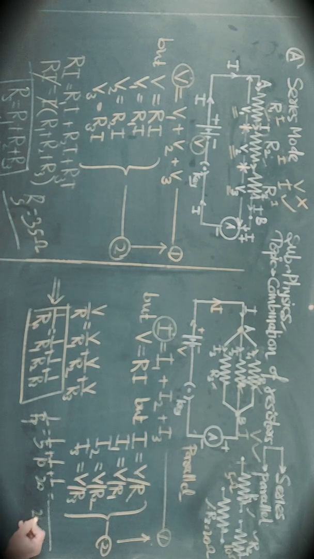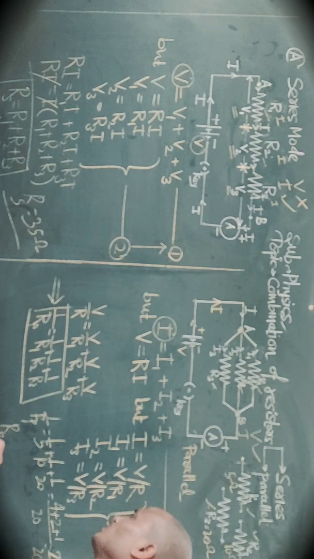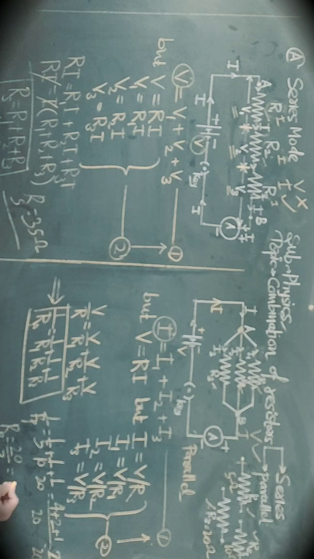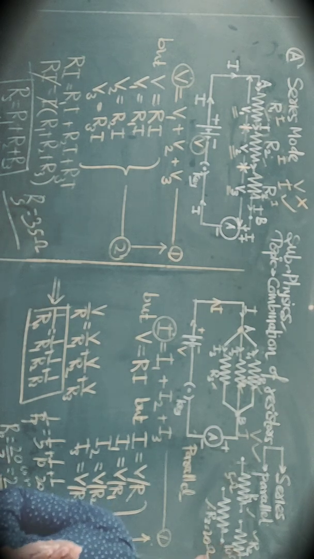20 is the LCM. So 5 4s are 20, 10 2s are 20, 20 1s are 20. So this is how 7 upon 20. But it is 1 upon Rp. We are interested in Rp. So Rp will be 20 by 7. That is roughly 7 2s are 14, 6, 7 8s are 56, 4, 7 5s are 35. So 2.85 ohm. So we understand exactly.